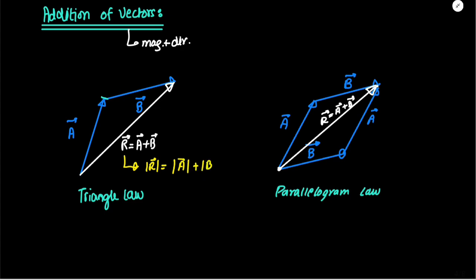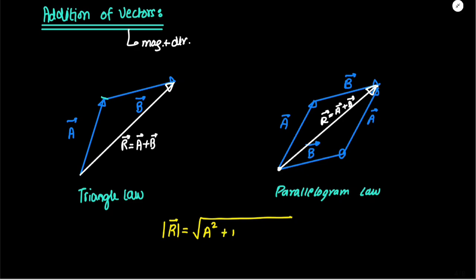The reason is simple. This is a triangle, and the sum of two sides of a triangle must be greater than the third side. It cannot be equal to the third side if it is to become a triangle in the true sense. Okay, but the magnitude of the resultant r is actually given by this formula: the magnitude of a squared, plus the magnitude of b squared, plus 2 times the magnitude of a times the magnitude of b into cosine of theta. Okay, the cosine of theta is the angle between the two vectors a and b.